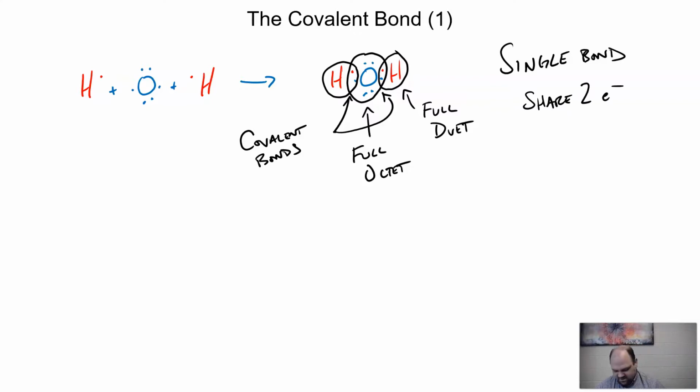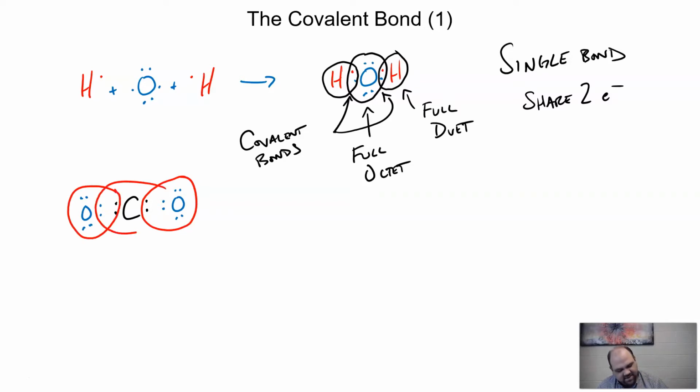Okay. Let's look at an example of a double bond. If I have carbon dioxide, carbon has 4 electrons. Oxygen has 6. 2, 3, 4. I'm going to put his other 2 here. You'll see why in a minute. Okay. My color is getting a little bit away from me. If we look here, oxygen has a full octet. This oxygen has a full octet. And carbon now has a full octet.